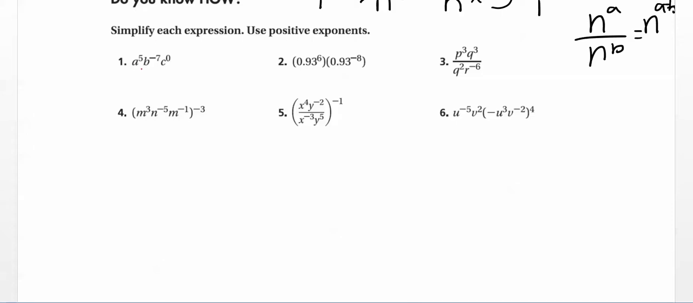So we have a to the 5th, b to the negative 7, c to the 0. The first thing I see is this c to the 0. That's a 1, and when you multiply by 1, it doesn't do anything, so it can go away. Then I see this b to the negative 7th. It's not happy, it's negative, so it wants to go into the bottom. So I'm going to have a b to the 7th underneath an a to the 5th.